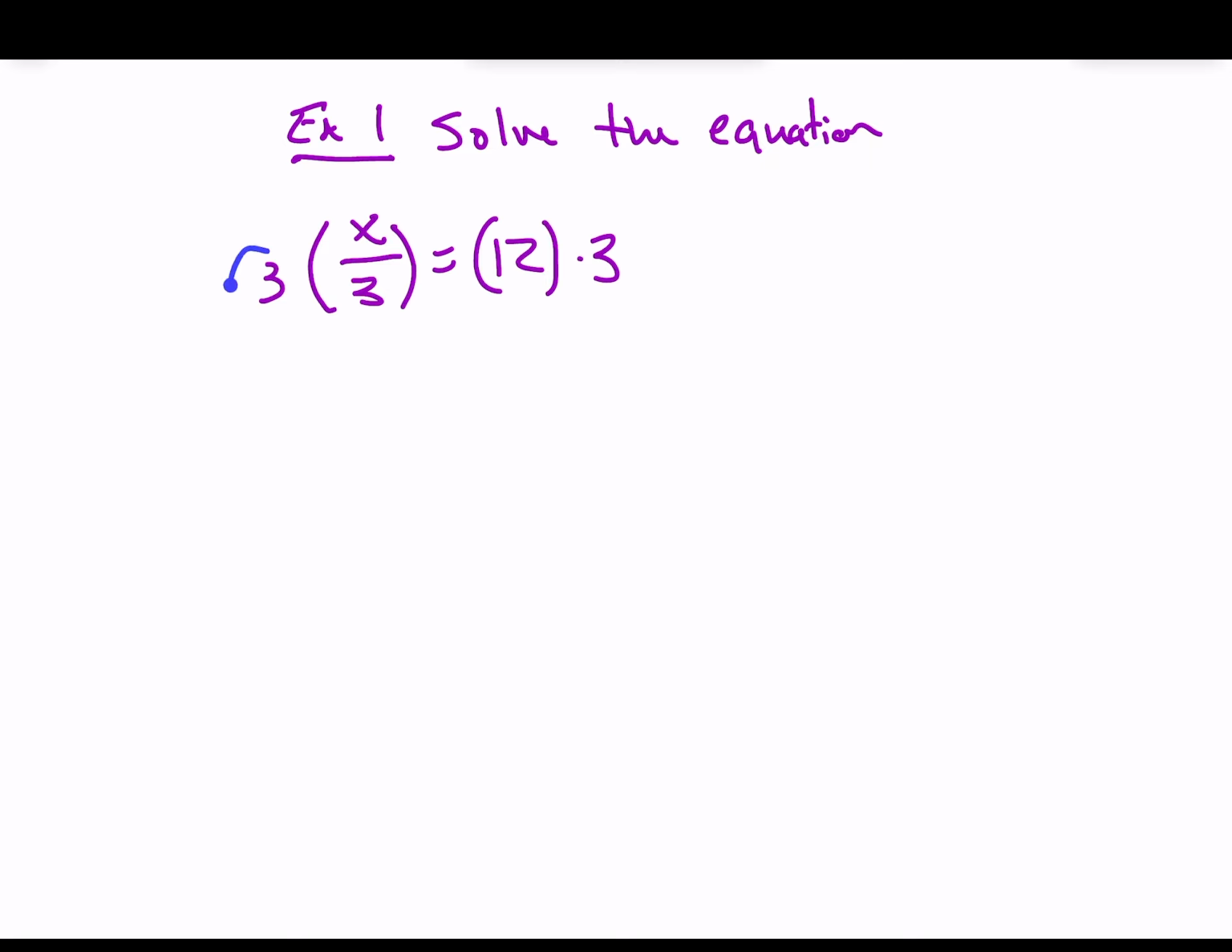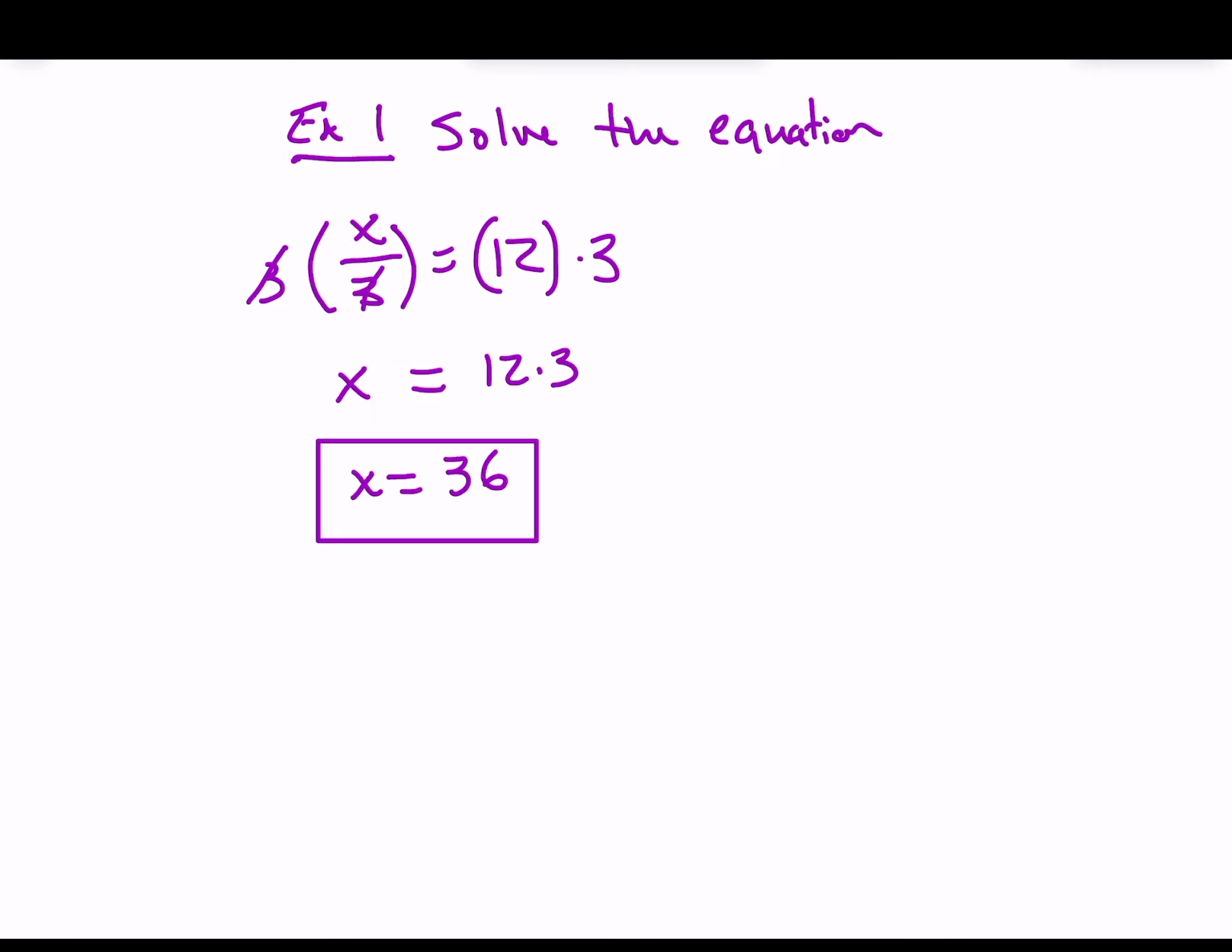On the left-hand side, we have 3 divided by 3. So those will cancel, and we're left with x is equal to 12 times 3, and 12 times 3 is 36. So our solution is x equals 36. Let's try another example.